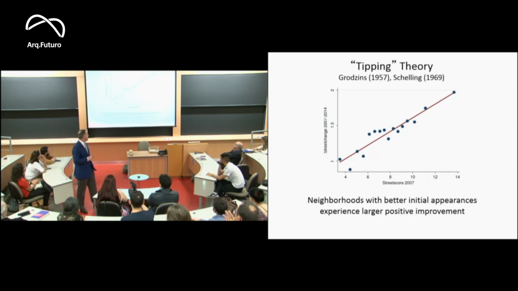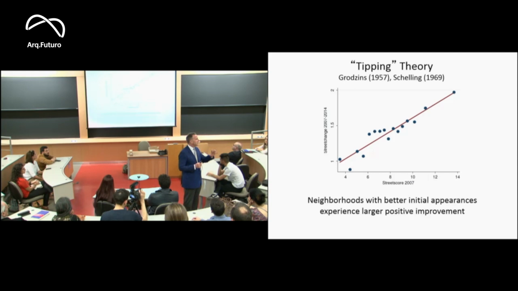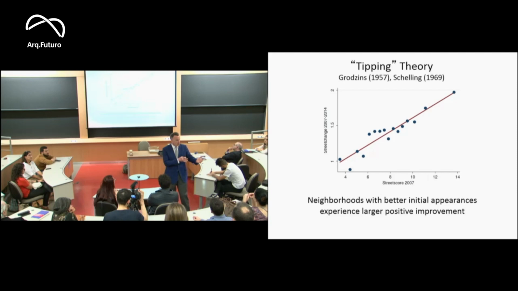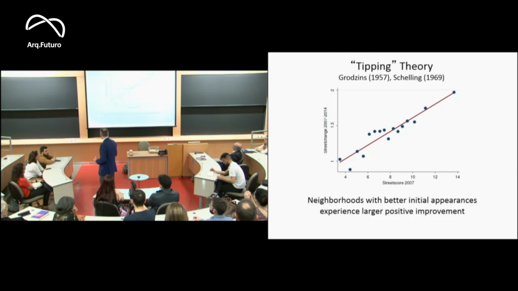And this is in some sense related to the tipping theory of Grodzins and Schelling. You'll remember, going back to Schelling from the 1960s and Grodzins in the 1950s, a hypothesis that ugly neighborhoods, or neighborhoods with lower income people, or neighborhoods with minorities, would get worse over time, whereas neighborhoods that were good would get better over time. Now, the cities in our sample were all getting better over time. This was a time in which cities were doing well in the US. But you can see pretty clearly that the places that started with higher street score had the most street score growth. That does very much support the idea that places with an initial advantage had more growth, which is one interpretation of the tipping hypothesis.